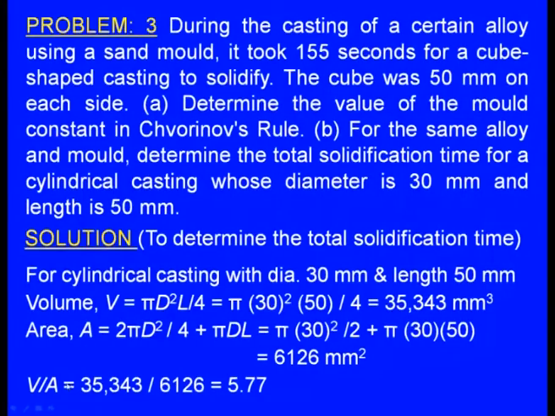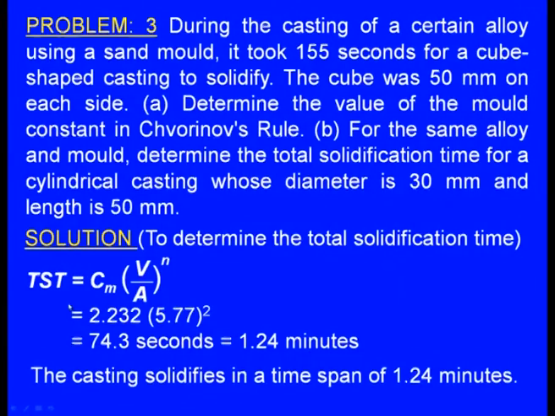Now V by A is equal to 35,343 divided by 6126, that is equal to 5.77. TST is equal to Cm multiplied by V by A, to the power of n, that is equal to 2.232 multiplied by 5.77 to the power of 2, where 2.232 is the constant. So, if we simplify this, it is 74.3 seconds, or if we convert into minutes, it becomes 1.24 minutes. So, the casting solidifies in a time span of 1.24 minutes.